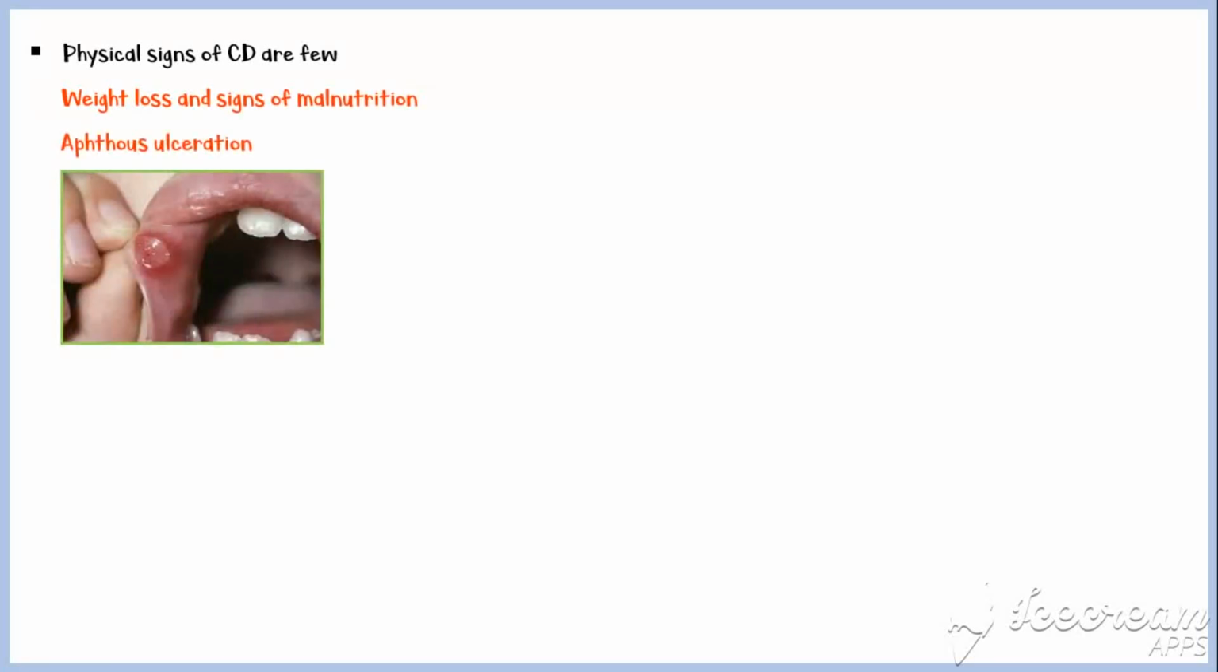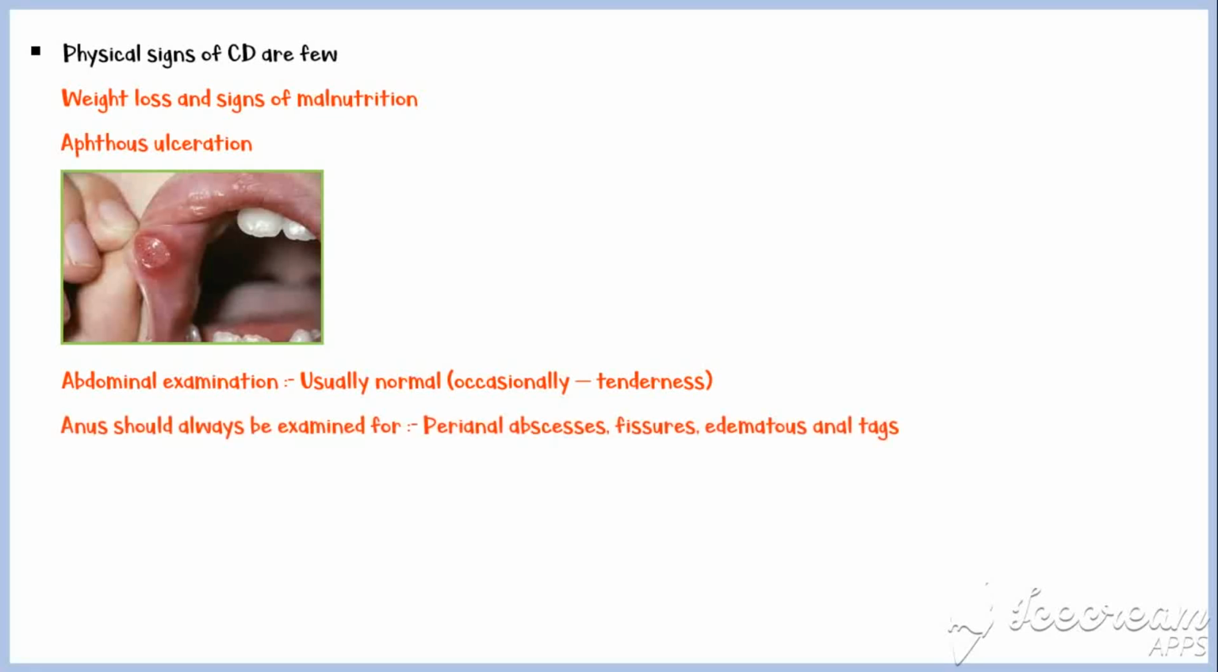Physical signs of Crohn's disease are few. Weight loss and signs of malnutrition may be seen on examination. Aphthous ulceration of the mouth is often seen. Abdominal examination is usually normal, although tenderness may occasionally be present. The anus should always be examined for perianal abscesses, fissures, edematous anal tags, and other complications.